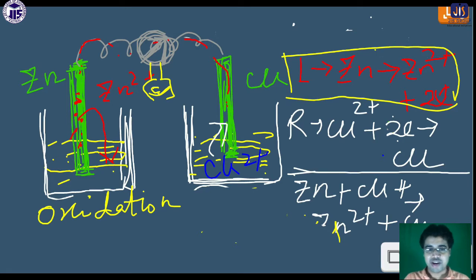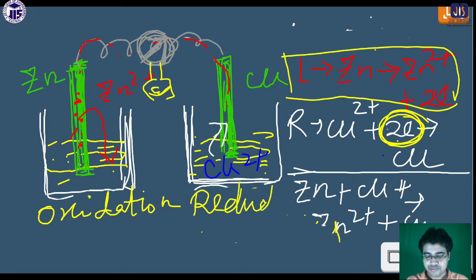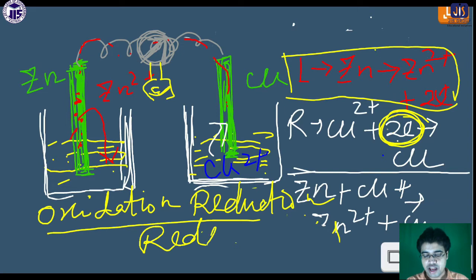In the right hand side electrode, what happened? Look there, gaining of electrons occurs, because Cu2+, after taking 2 electrons, is converted to neutral copper. If gaining of electrons occurs, it is called reduction. And you know that overall oxidation and reduction is called the redox reaction. So a cell is actually the combination of oxidation and reduction reactions.